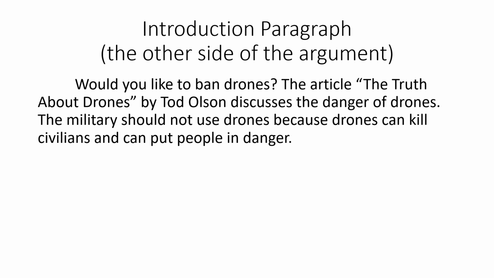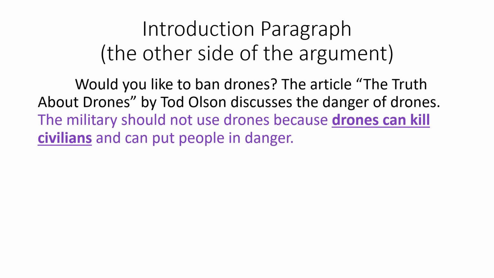Now, there are two sides to this argument. Let's take a look at what another student said who took the opposite side of the argument. This was the other student's body paragraph. This was his thesis. And notice, he argued that the military should not use drones and also gave two reasons. Because drones can kill civilians and can put people in danger. We will look at the body paragraph he wrote for the first point. Because drones can kill civilians.